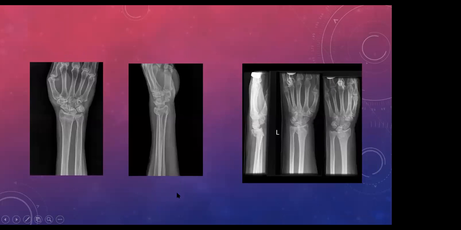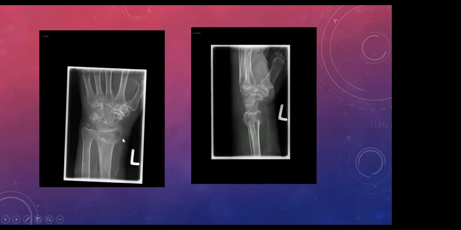This image, AP and lateral, shows a Colles fracture, metaphyseal transverse, with dorsal angulation. This is another image showing a dorsal angulation.